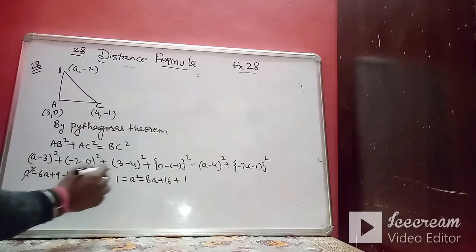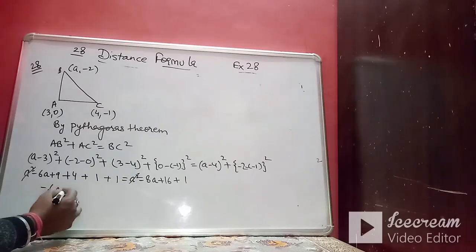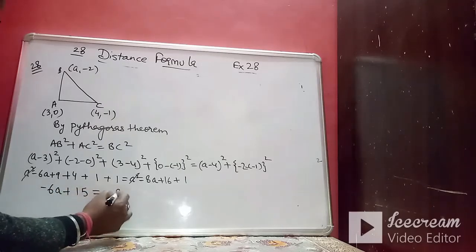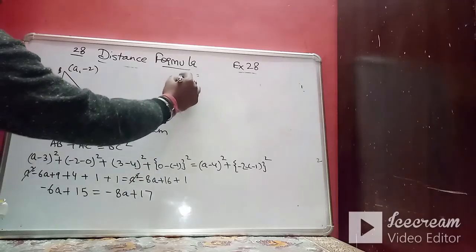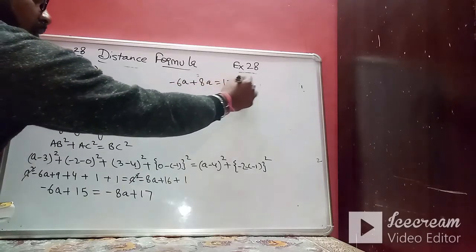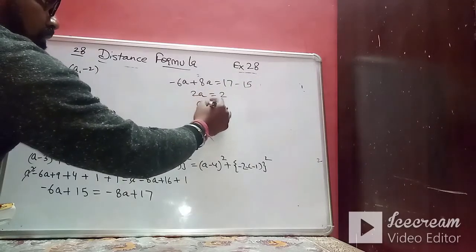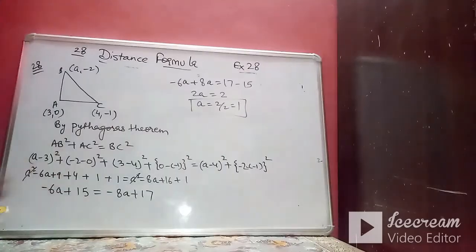Okay, so a square and a square will cancel out. Minus 6a plus 13 plus 2 equals minus 8a plus 25. So it is minus 6a plus 8a, 2a equal to 2. So what is a? a is equal to 1.